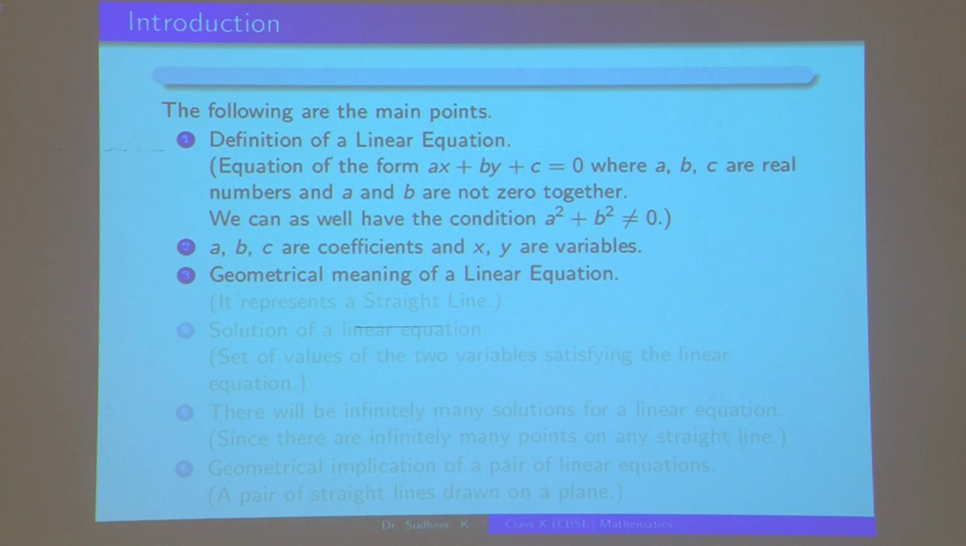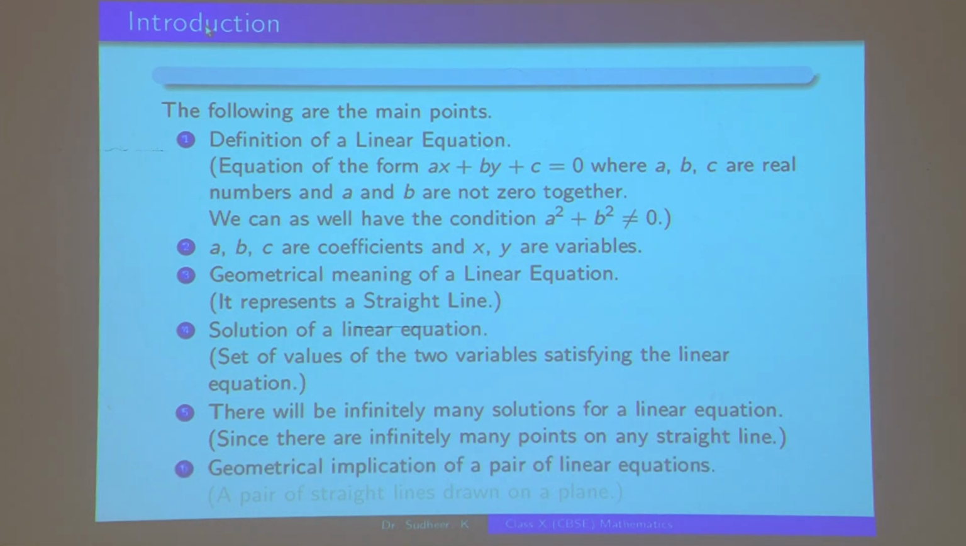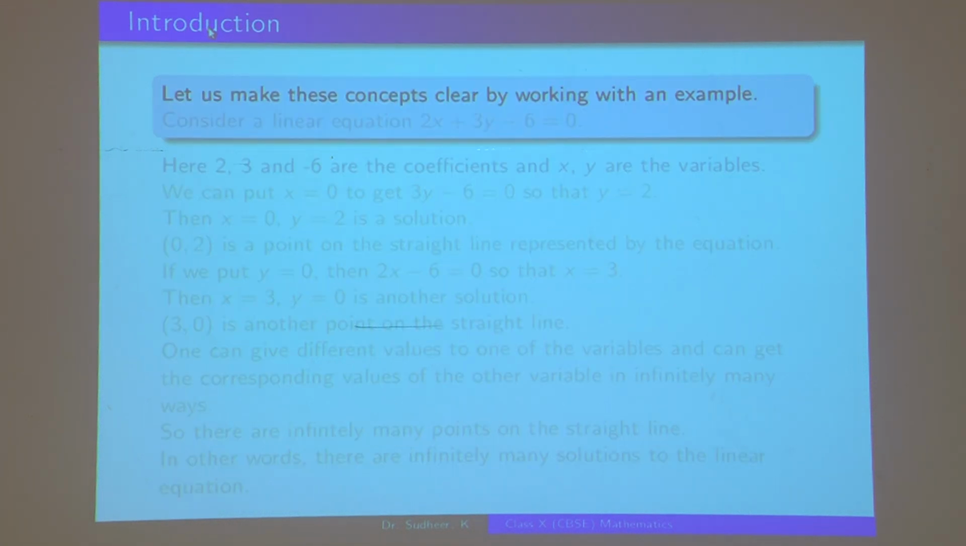What is the geometrical meaning of a linear equation? It represents a straight line. Now, what do you mean by solution of a linear equation? It is the set of values of the variables satisfying the linear equation. There will be infinitely many points on a line, so there will be infinitely many solutions for a linear equation. Now, what is the geometrical implication of a pair of linear equations? It represents a pair of straight lines drawn on the board.